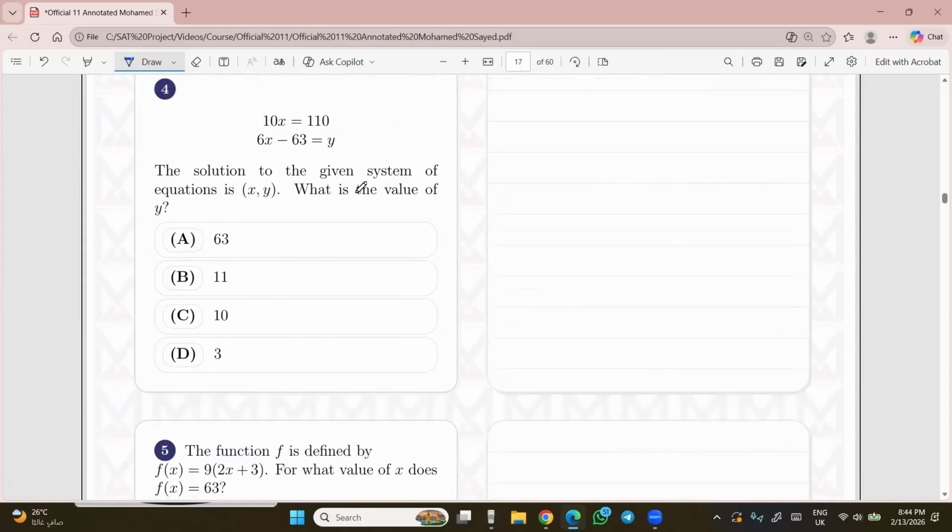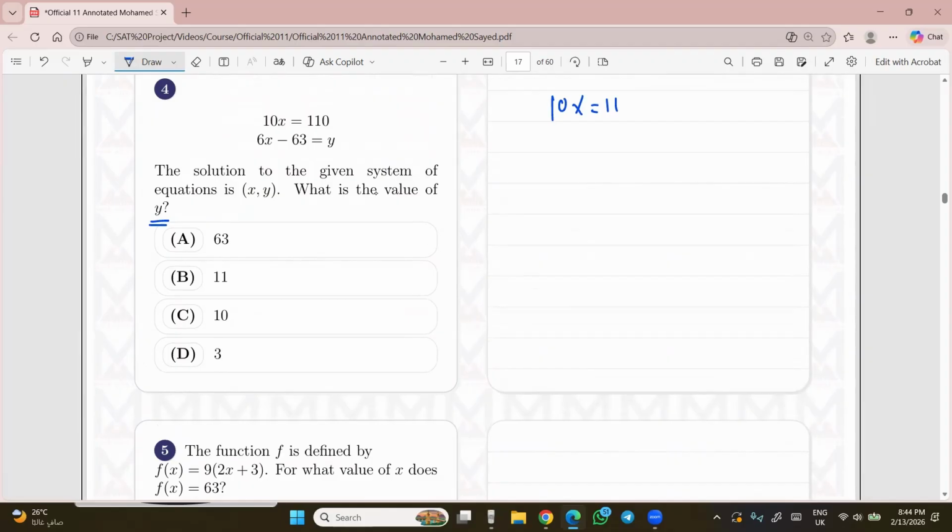Question 4. We have a system of equations here. What is the best method to solve this? The solution to the given system of equations was the value of y. We need to get y only. So the best method to use here is to substitute. Easier even than the calculator.